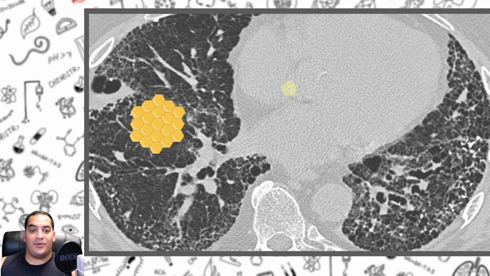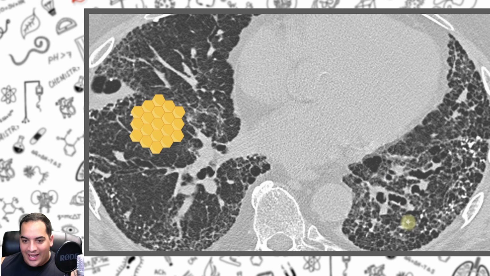All right, so here's another really interesting image. We have a CT scan, so right hemidiaphragm, left hemidiaphragm. Here's the heart, here's the vertebrae. Now what you see here is this honeycomb type of sign. We see this very commonly in patients who have interstitial lung disease. Very characteristic of what we call idiopathic pulmonary fibrosis.